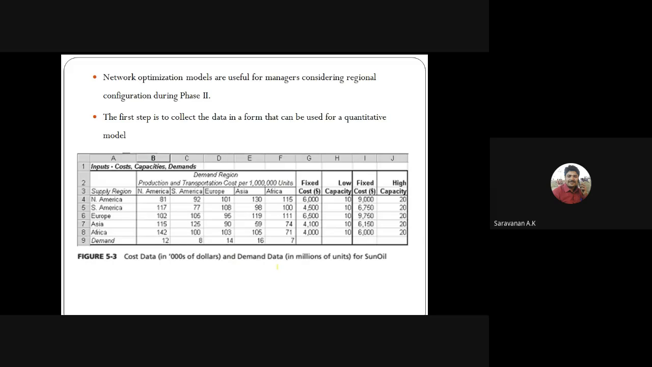For optimizing the network design decisions, we have to collect the data. Here, the examples: you can see the supply regions. What are the supply regions, and what are the production rates? Like that we have to collect the data. In a particular region, what is the production rate? That data we have to collect first.